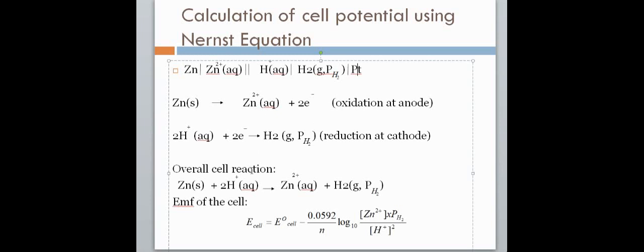So what will be the overall cell reaction? Zn plus 2H plus arrow Zn2 plus plus H2. I need the overall cell reaction to find out the EMF of the cell, or the cell potential, E cell. So as per the Nernst equation, E cell is equal to E0 cell minus 0.0592 upon n log to the base 10 products upon reactants. Now what is products? Zn2 plus into the pressure of hydrogen upon H plus squared. Whatever is in solution, only that I'll consider, not solid. Only the ionic species, that's what I will consider.